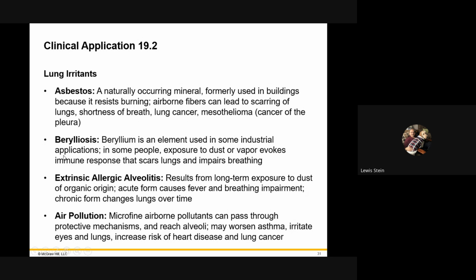Beryllium is something else, mostly industrial. And again, these are all problems. Allergies certainly are part of the problem. Breathing impairment, air pollution, all of those can work. There's so many different things.